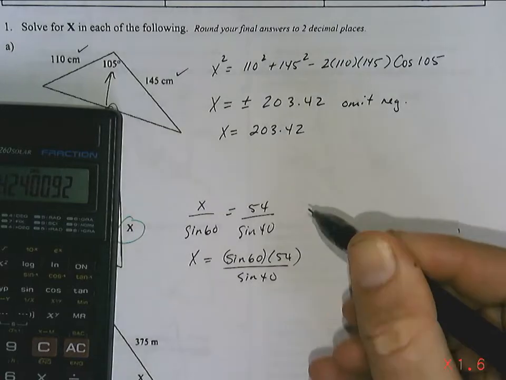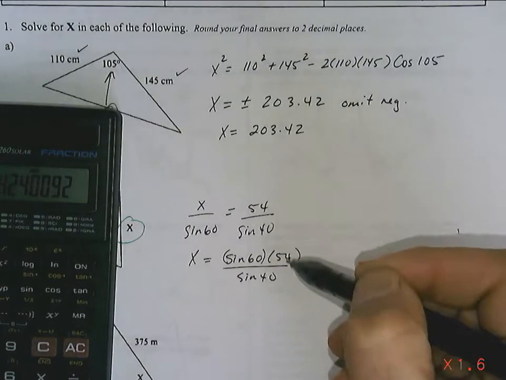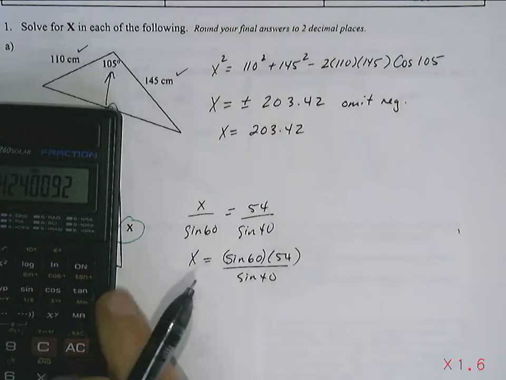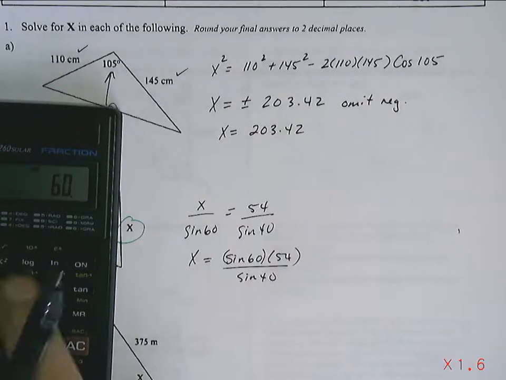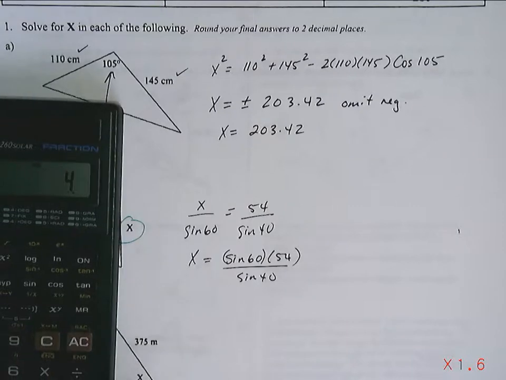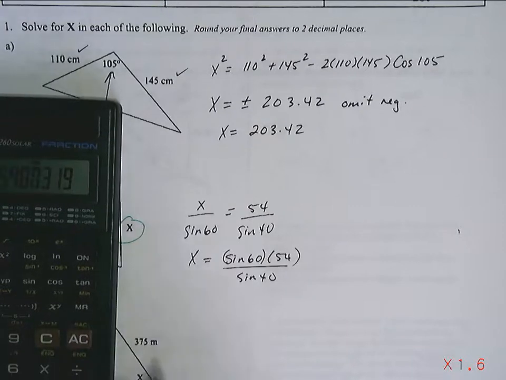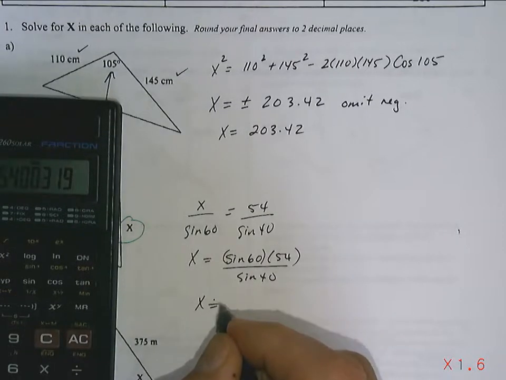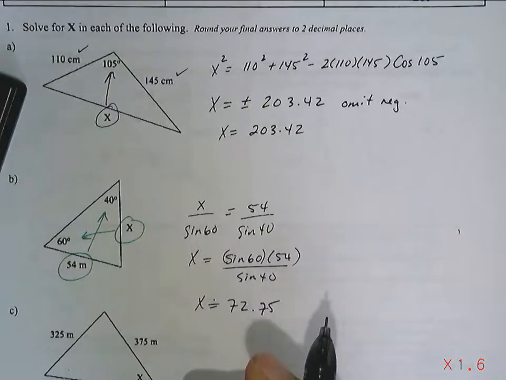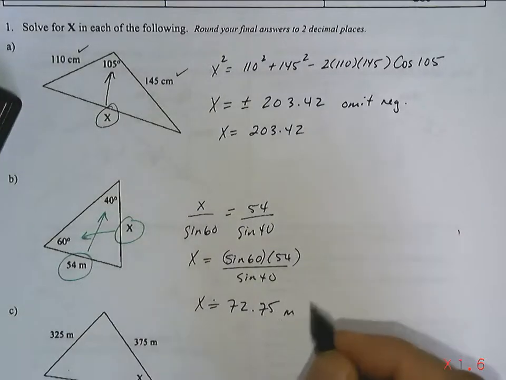So you have a choice. You can do this, and then do this, and get 2 marks, or you can go straight to here if you're that good, and I'll give you 2 marks. Either way, 60 sine times 54 equals, divided by 40 sine equals, x equals approximately 72.75 meters. And this one was centimeters.